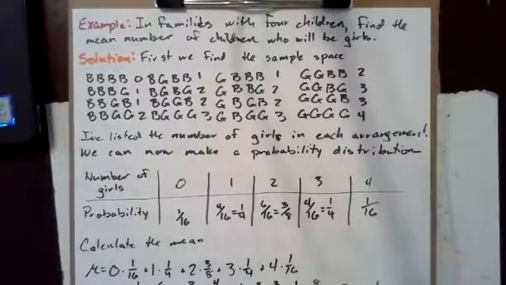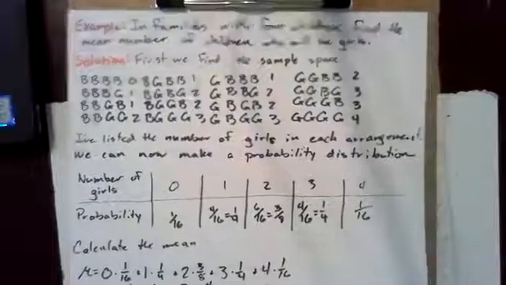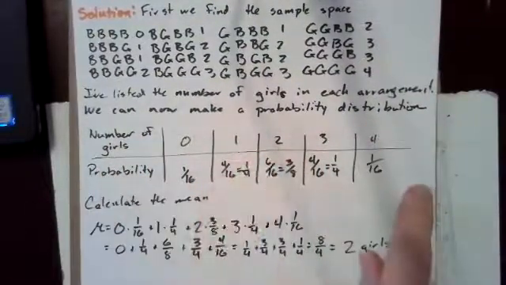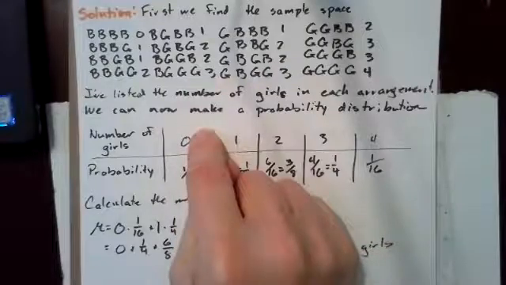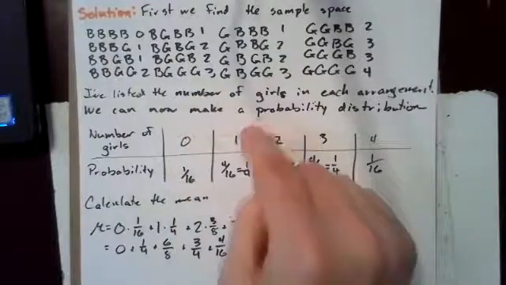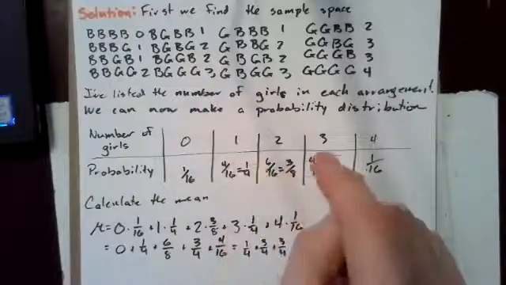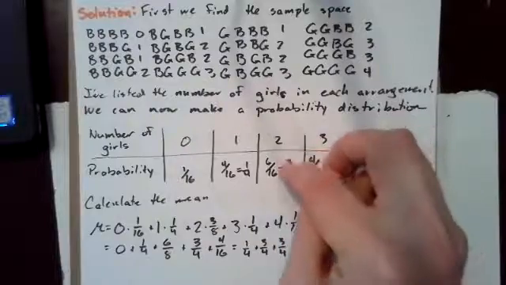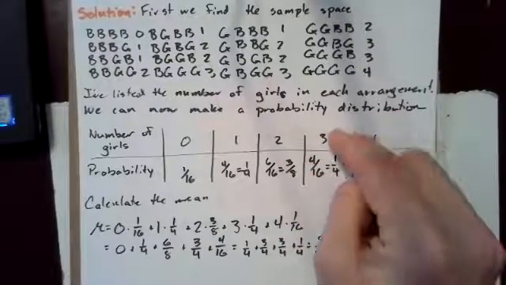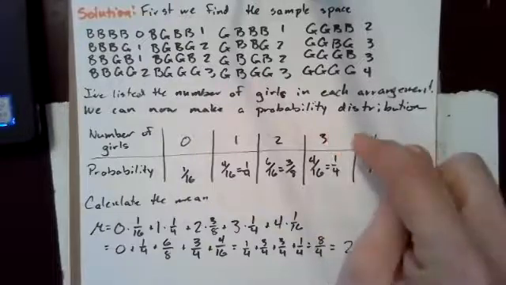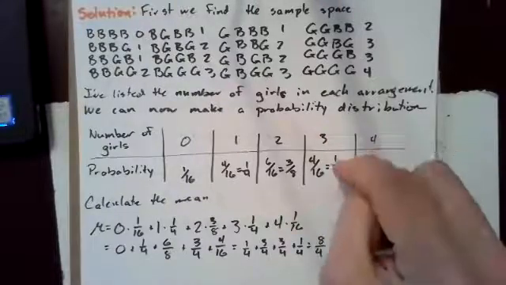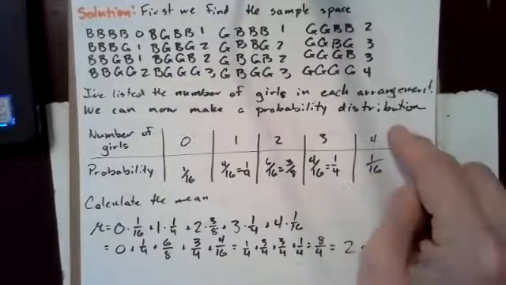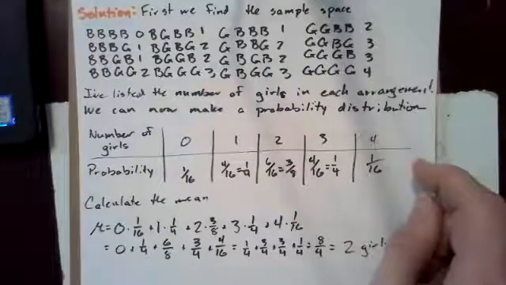Now we can make a probability distribution from the sample space. Here is the number of girls, and here's the probability. The probability of having 0 girls is 1 in 16. The probability of having 1 girl is 4 in 16, or 1/4. The probability of having 2 girls is 6 in 16, or 3/8. The probability of having 3 girls is 4 in 16, or 1/4. And the probability of having 4 girls is 1 in 16.